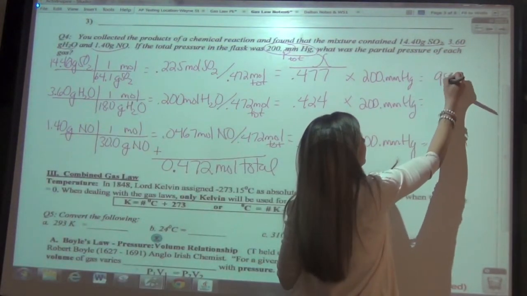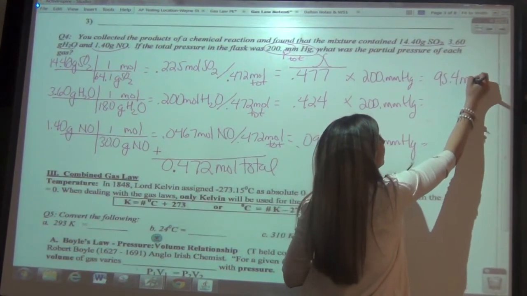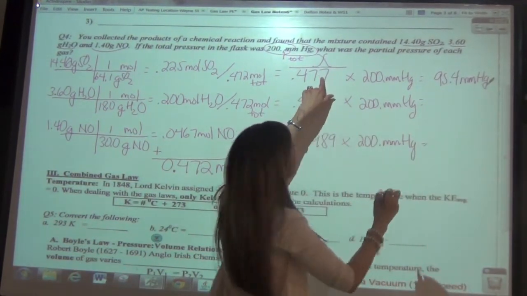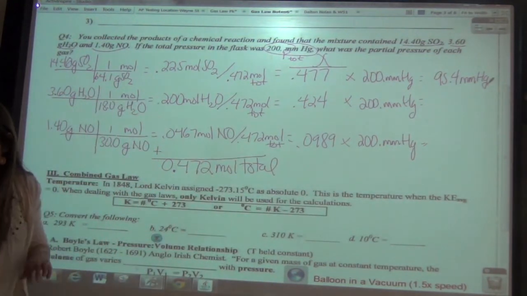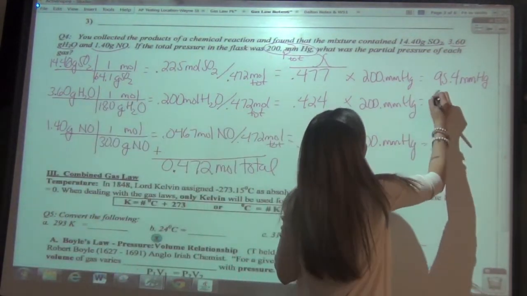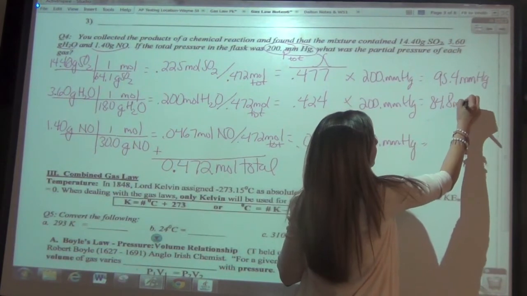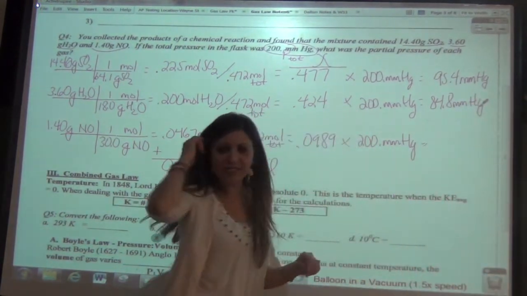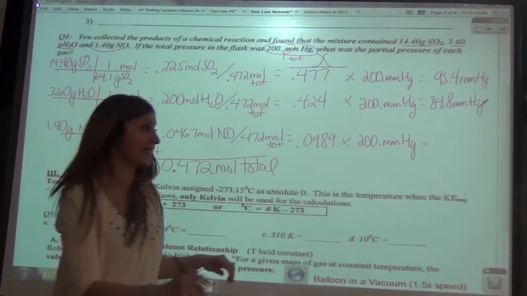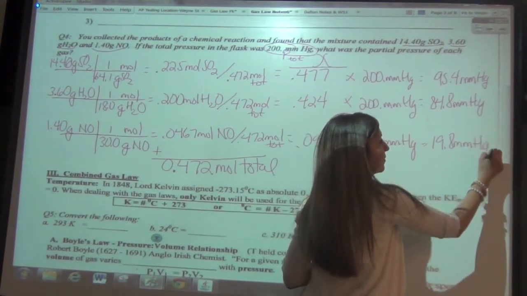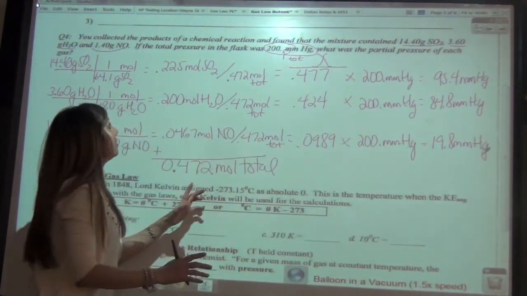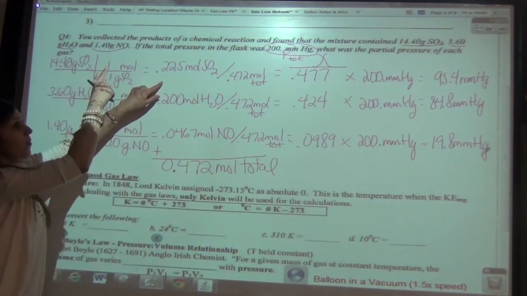Now what are the units? Millimeters of mercury. Good, because no units times millimeters of mercury gives you millimeters of mercury. And the second one, we'll get 84.8 millimeters of mercury. And the last one, we get 19.8 millimeters of mercury.